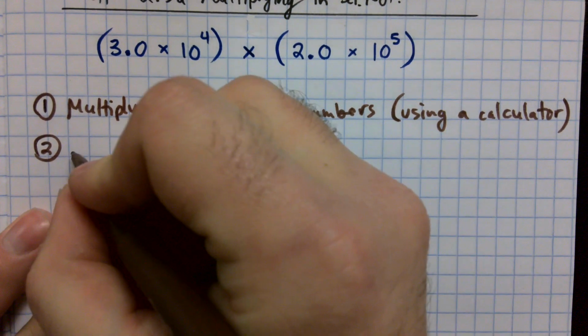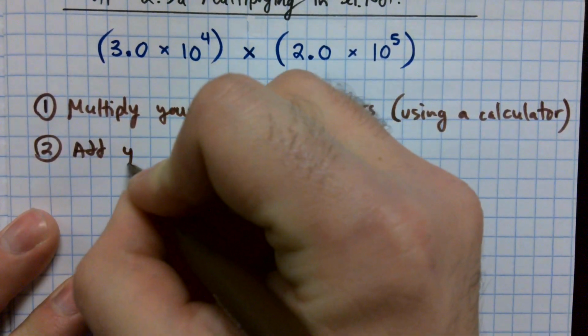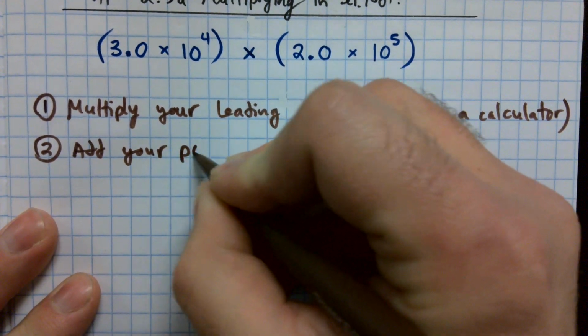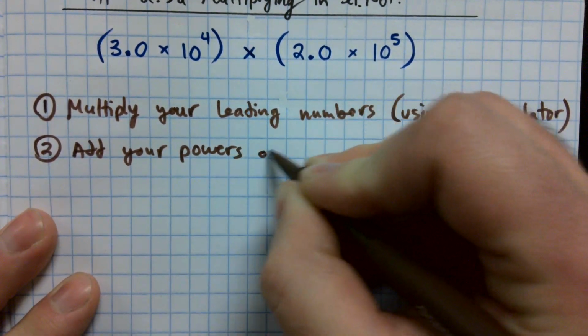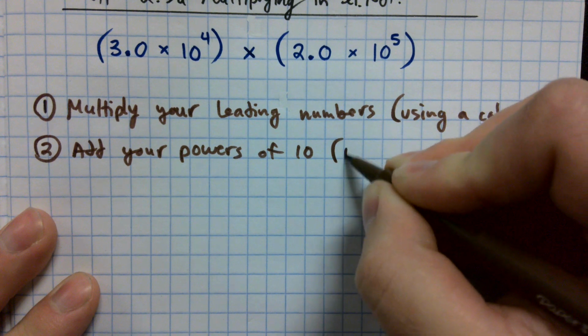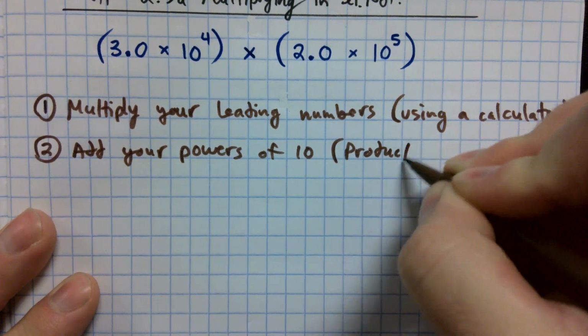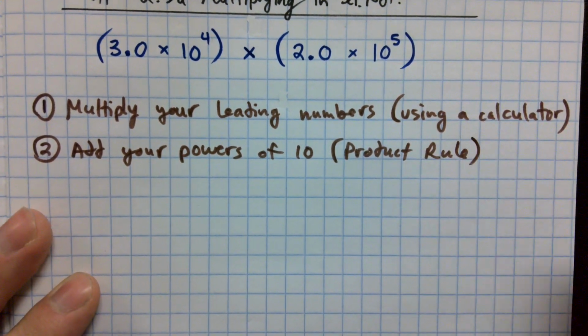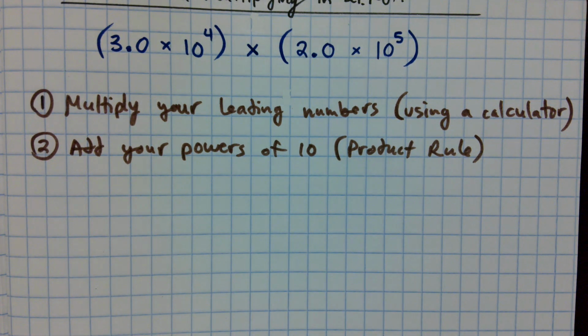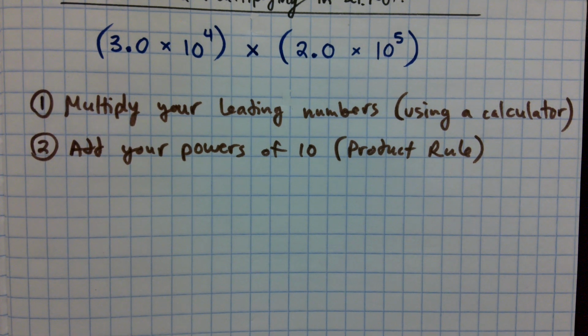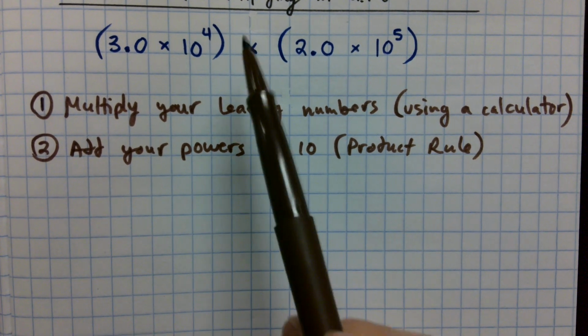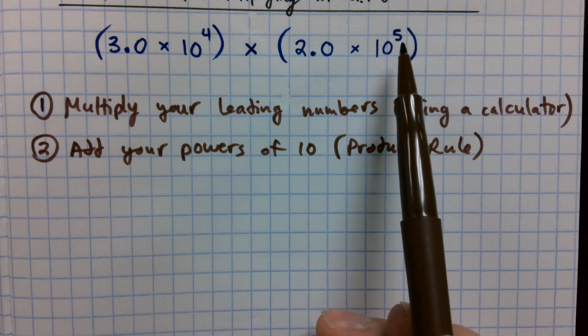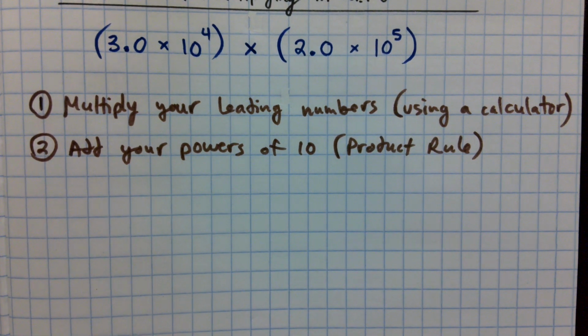Step 2, add your powers of 10. Basically, we're going to use the product rule. 10 to the 4th power times 10 to the 5th power. We keep that base of 10 the same, and we add the exponents together. Right? What would 4 plus 5 give us? 9. Right?